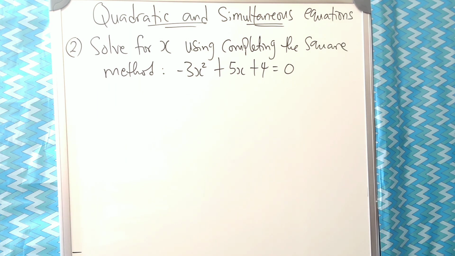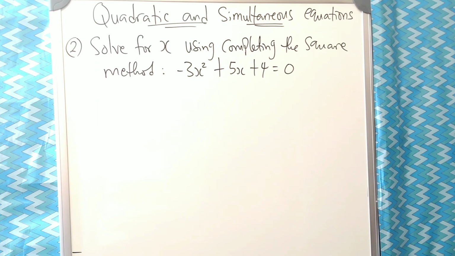All right, let's go to the second question. The second question says, solve for x using the completing the square method. And the equation is given to be minus 3x squared plus 5x plus 4 equals 0. Yes, it's a quadratic equation as well, and we have to use completing the square. Very, very easy and simple.